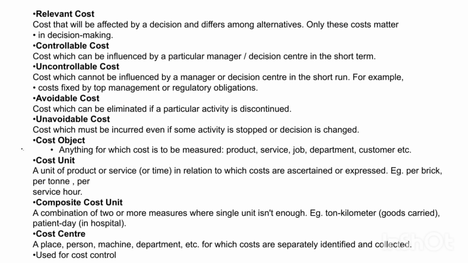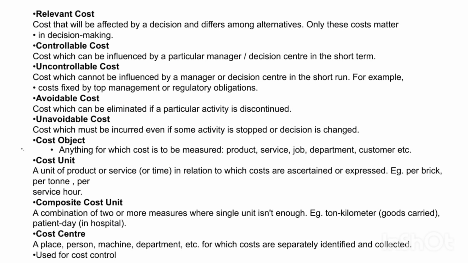Our next type of cost is avoidable and unavoidable cost. Avoidable cost can be eliminated if an activity stops. Unavoidable cost will be incurred regardless of the decision. Next one is cost object. Anything for which you want to measure cost: a product, service, job, customer, or even a department.